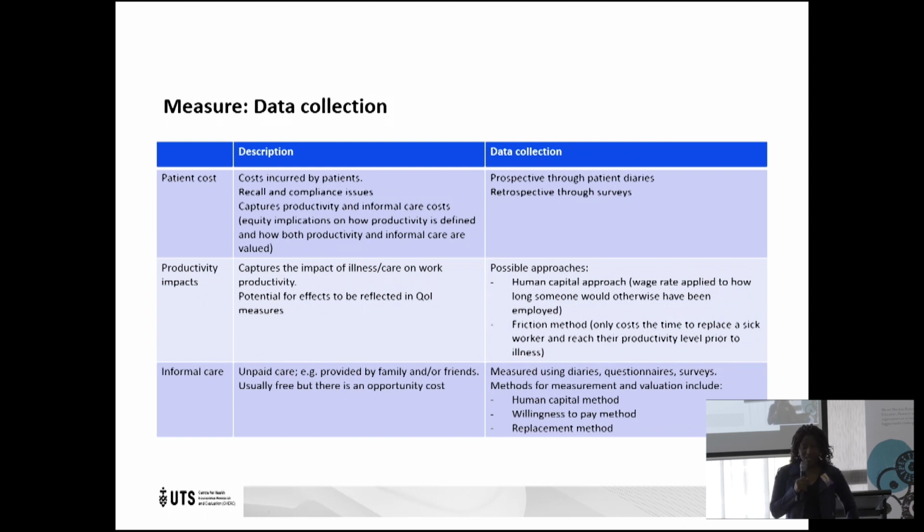So the human capital approach looks at, okay, how much does it cost a carer on the market? Willingness to pay, you ask people, how much are you willing to pay to stay home or to pay someone to be a carer, so that you use that to value. And the replacement method looks at how much it will cost to replace someone who should have been working and the person is not working because the person is sick or the person has a carer responsibility.